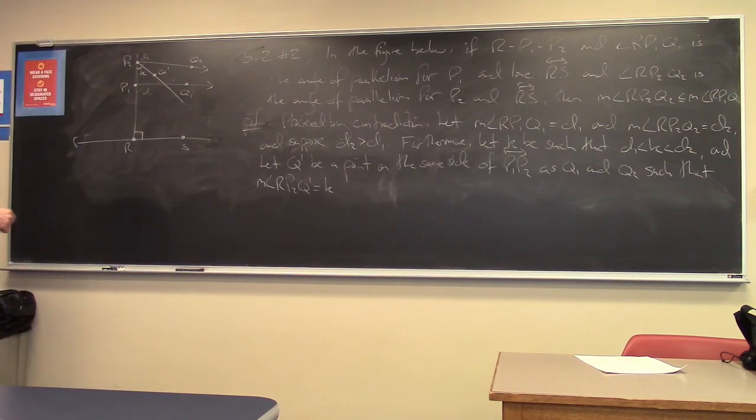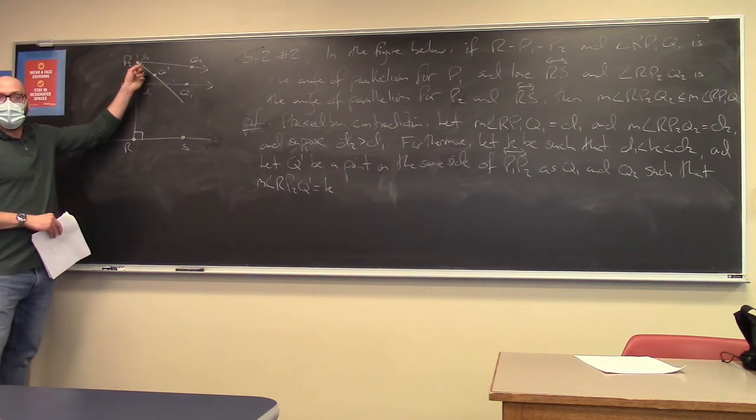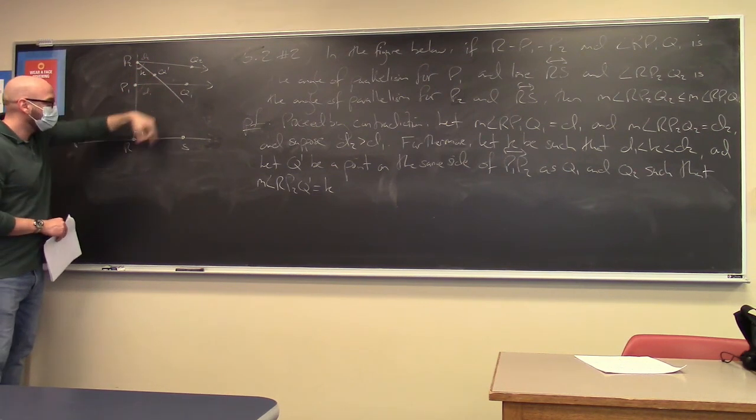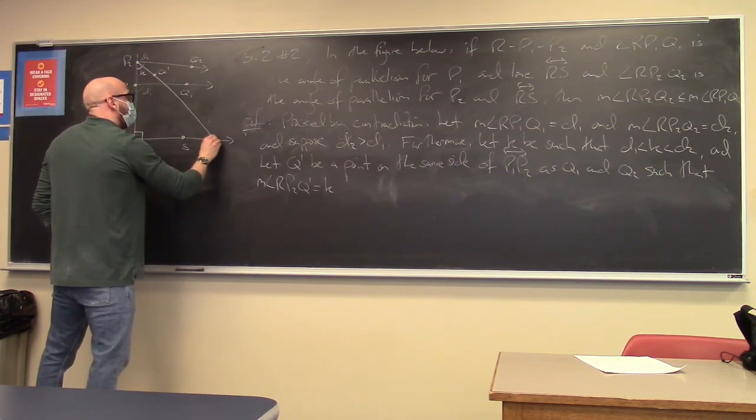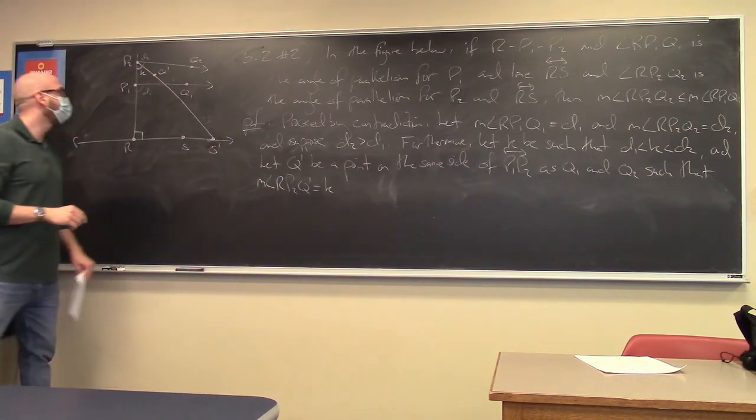So what happens? Well, this angle is less than the angle of parallelism, right? It's less than D2, which is the angle of parallelism. So I know it has to intersect RS. It has to intersect somewhere down here. How about I just call that point S prime?